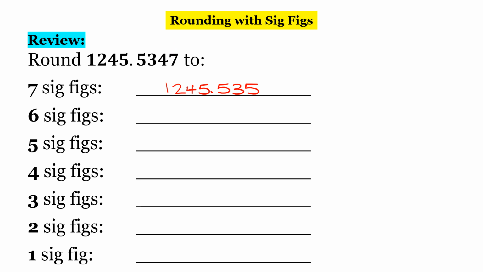In our next example, it asks us to round to 6 sig figs. Going from left to right, we're going to underline the first 6 significant figures: 1, 2, 3, 4, 5, 6, and then we'll draw a line up. We look at our next number here. Are we rounding up or rounding down? Well, we would round down in this case. So 1245.53.